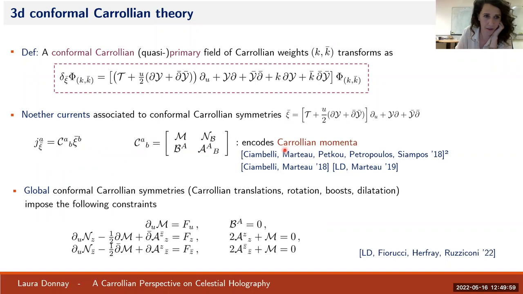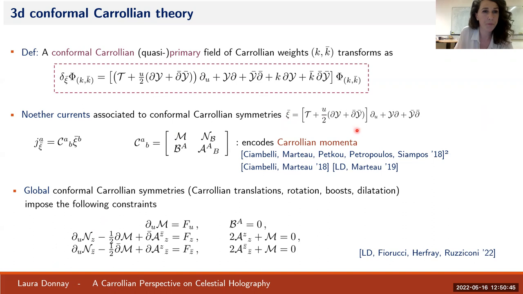And basically, usually in CFT we impose global invariance. Here is the same story, but now for conformal Carrollian symmetry. So the global symmetries include Carrollian translations, Carrollian rotations, boosts and dilations. And by just imposing these global symmetry constraints, you already find that there are some constraints on these Carrollian momenta, which take this form. So basically we are redoing all the analysis that we find in Di Francesco, but now with different symmetry, which is these Carrollian symmetries.